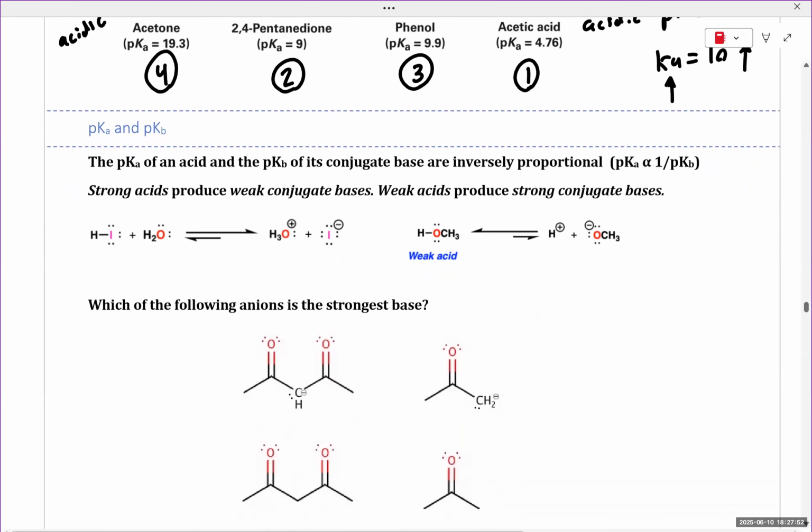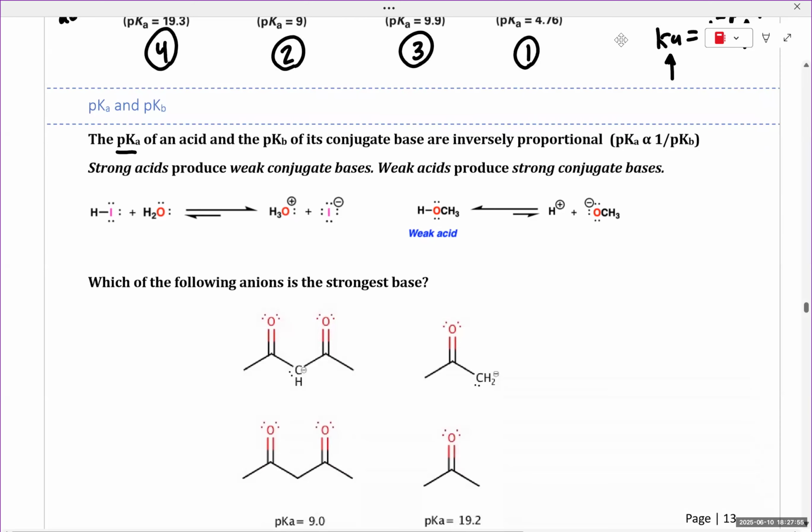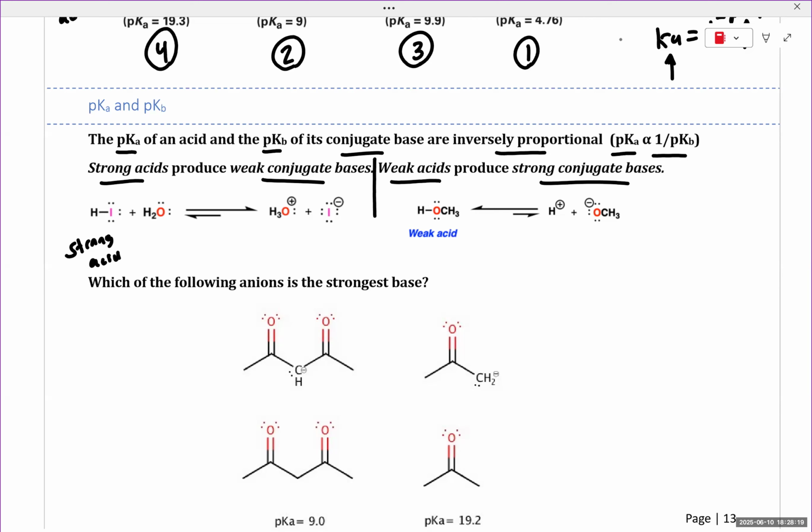Let's talk now about pKa and pKb. The pKa of an acid and the pKb of its conjugate base are inversely proportional, where pKa is proportional to 1 over pKb. This leads to the following saying that's very helpful. Strong acids produce weak conjugate bases, while weak acids produce strong conjugate bases. So in this case, if we have HI, which is a strong acid, it reacts in order to yield a conjugate base that's very weak.